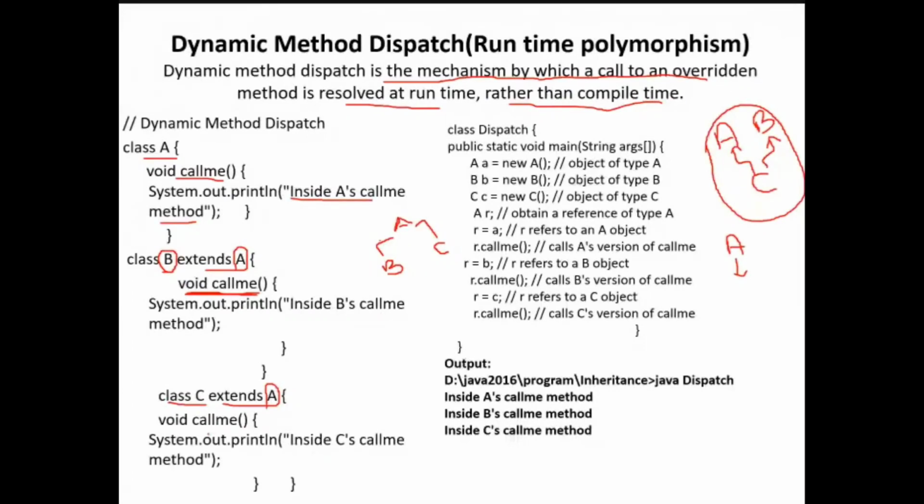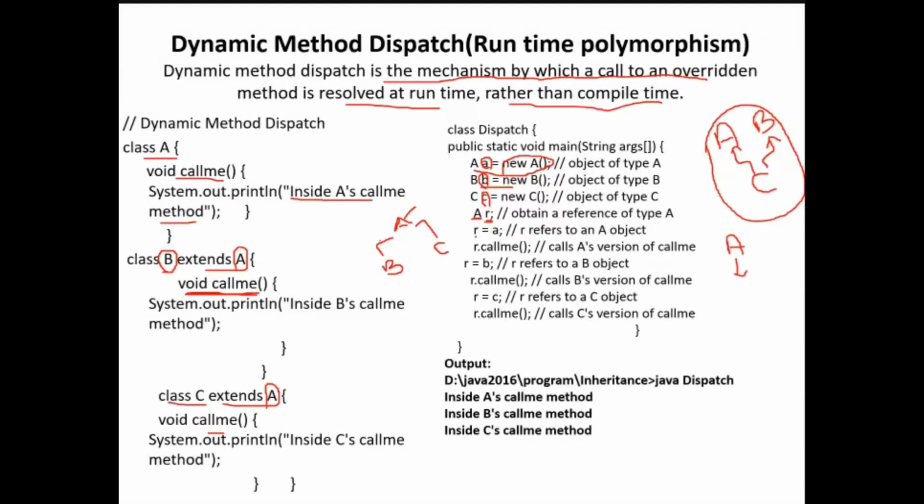Now this also has the method call me. Here I'm creating an object for which class? Base class A. I'm creating an object for this class A, and then here I'm creating an object for class B. So small a is the object of class A, small b is the object of class B, and c is the object of class C. And this R is the reference of the super class A.